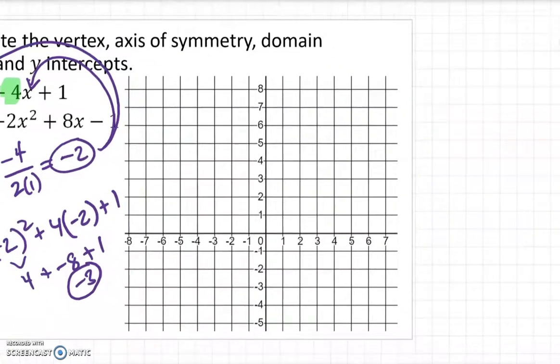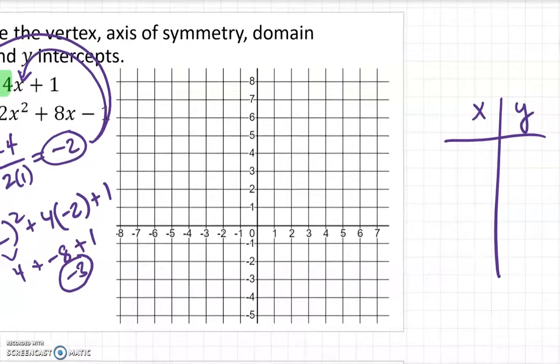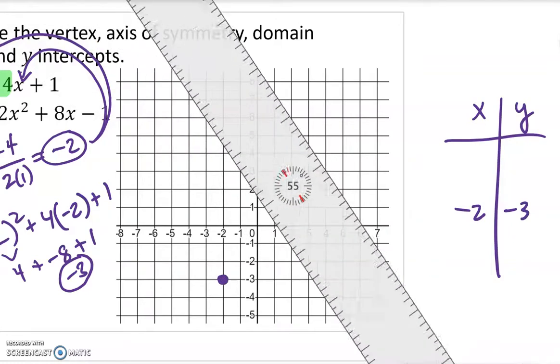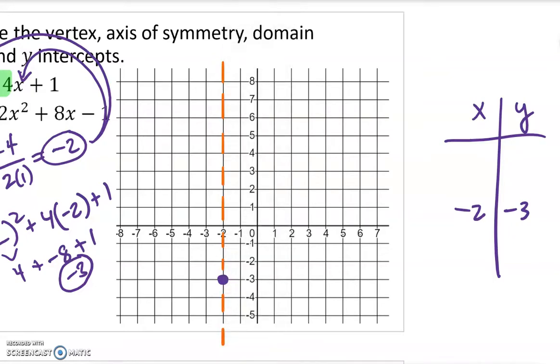I'm going to make a little table over here to the side. Put this in your notes. I know that my vertex is negative 2, negative 3. That's what we just found. So if I go to negative 2, negative 3 on the graph, I know the vertex is right there, which means we have an axis of symmetry that goes right through the vertex. We have this imaginary line on a quadratic, what we call the axis of symmetry. We'll learn more about this as we graph.